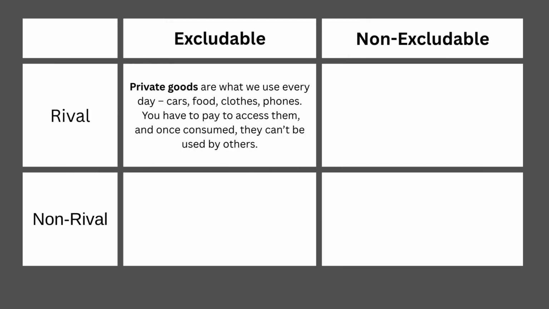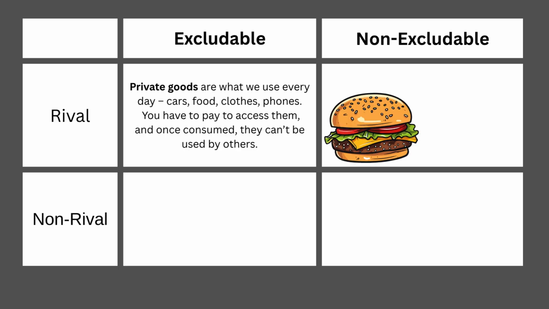1. Private goods. Excludable and rival. Private goods are what we use every day: cars, food, clothes, phones. You have to pay to access them, and once consumed, they can't be used by others. Example: when you eat a burger, no one else can eat that same burger. That's rivalry. And the restaurant can stop you from eating unless you pay. That's excludability.